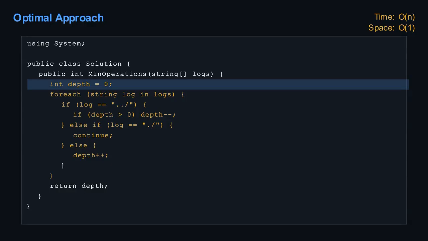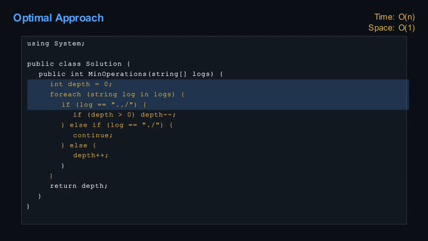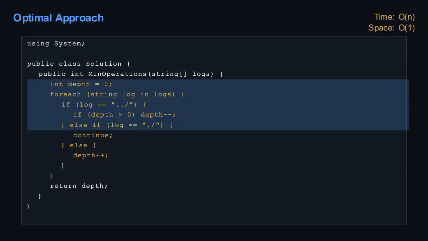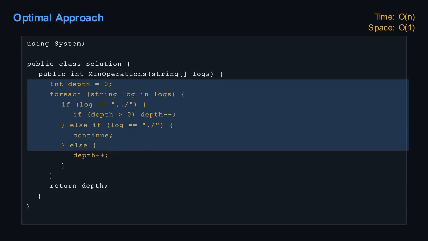We can replace the stack with a simple integer variable. Let's call it depth, initialized to 0. When we encounter a go-to-child operation, we increment our depth counter. If we see a go-to-parent operation, we decrement depth, but only if depth is greater than 0, preventing us from going above the main folder. Stay-in-current operations still do nothing. After processing all logs, the final value of depth is our answer.